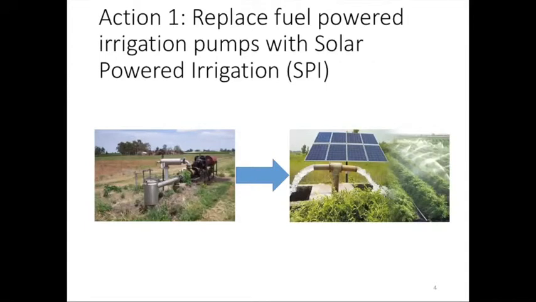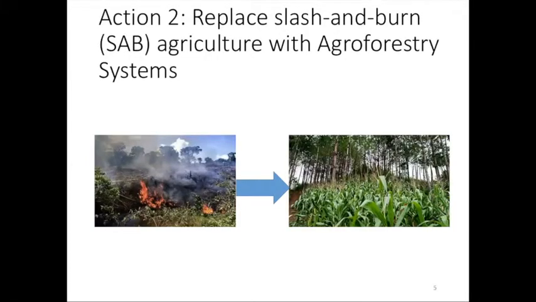So the exercise here that we conducted included two main actions related to agriculture and energy. The first one was to replace the fuel-powered irrigation pumps with solar-powered irrigation. The second one is to replace the traditional slash and burn agriculture with agroforestry systems. And the combination of the two options together.